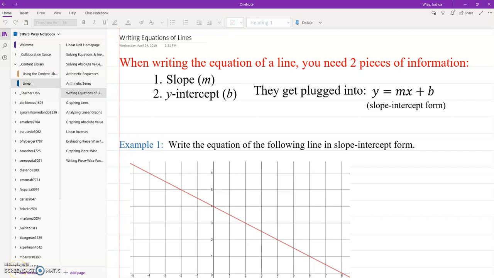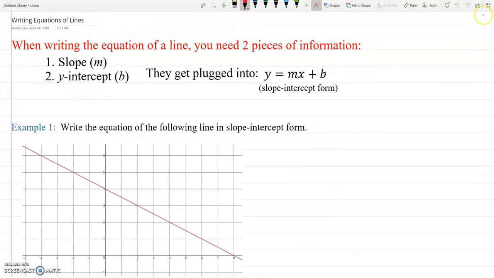Okay, this set of notes is on writing equations of lines. In order, all of the equations that you're going to write in my class are going to be in slope-intercept form, which is y equals mx plus b. So all we need to write the equation of a line is just m, which is the slope, and b, which is the y-intercept. So we usually find slope first, not always, but usually.